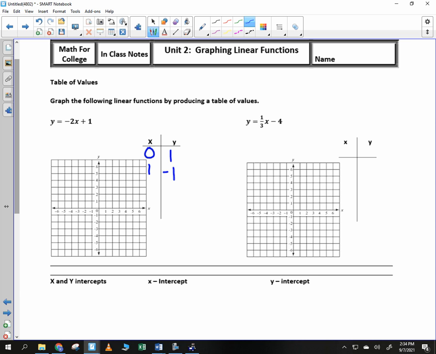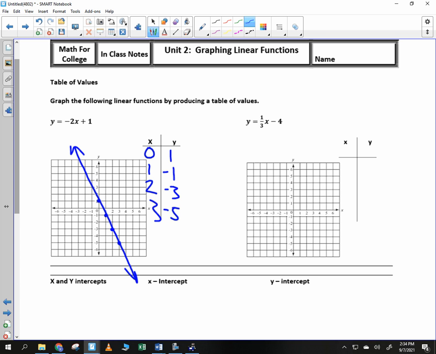If I plug in 1, negative 2 times 1 is negative 2, plus 1 is negative 1. If I plug in 2, negative 2 times 2 is negative 4. Negative 4 plus 1 is negative 3. If I plug in 3, negative 2 times 3 is negative 6, plus 1 is negative 5. You can then plot those points. 0, 1, 1, negative 1, 2, negative 3, 3, negative 5, and you can see the graph that you produce.